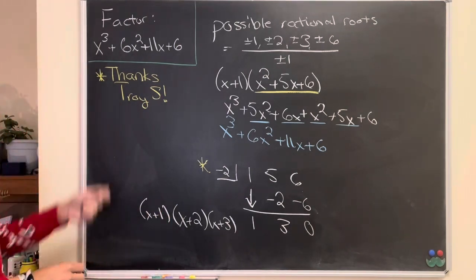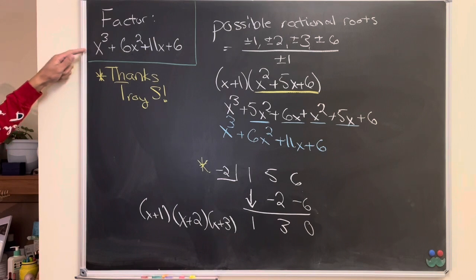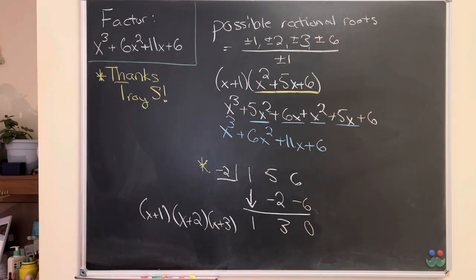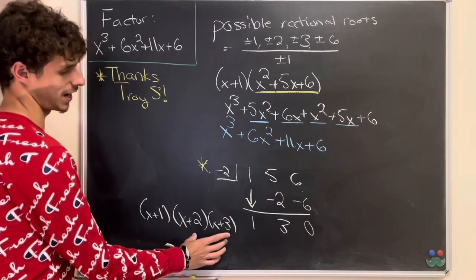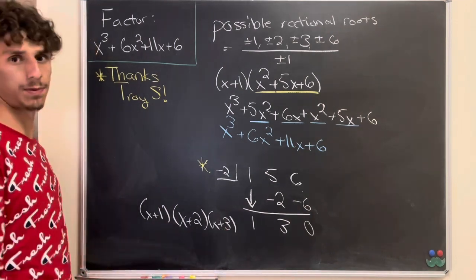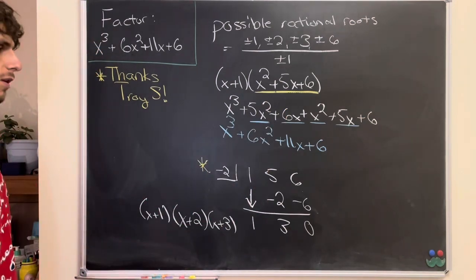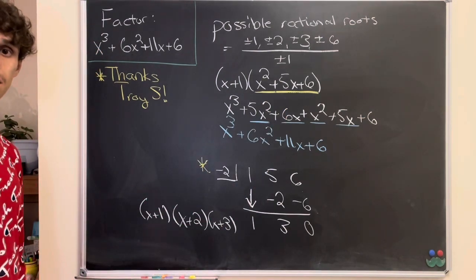So our total factorization of our original expression up here is x plus 1 times x plus 2 times x plus 3. And if you've had plenty of practice, this factorization of x plus 2 times x plus 3 was probably pretty obvious from this quadratic expression right here, but it's nice to see how we can work this out with the rational root theorem and synthetic division. And that's enough for now.